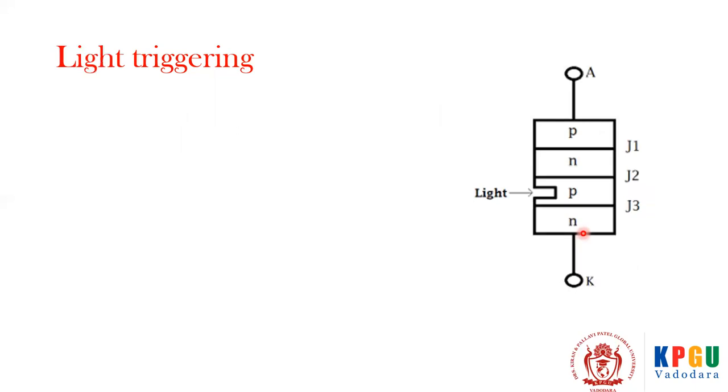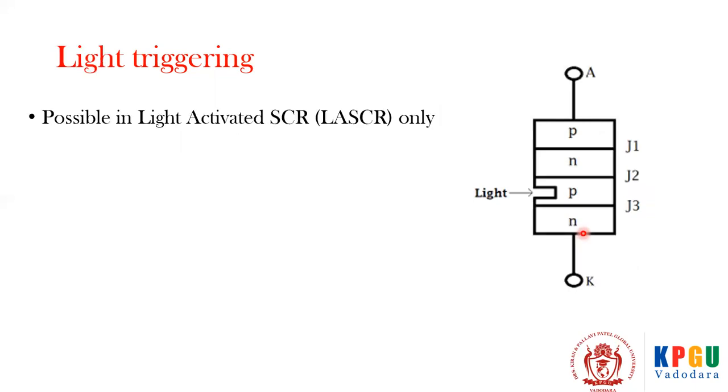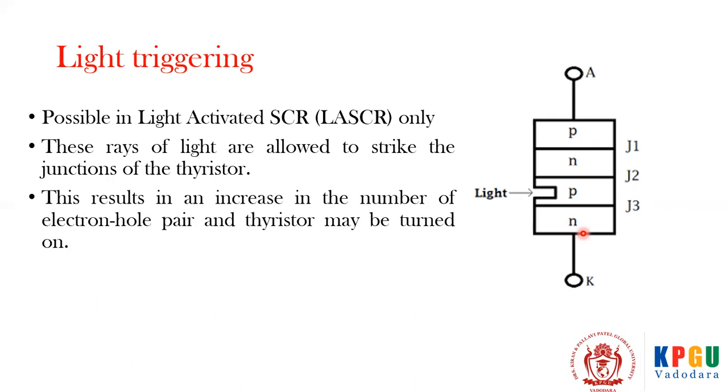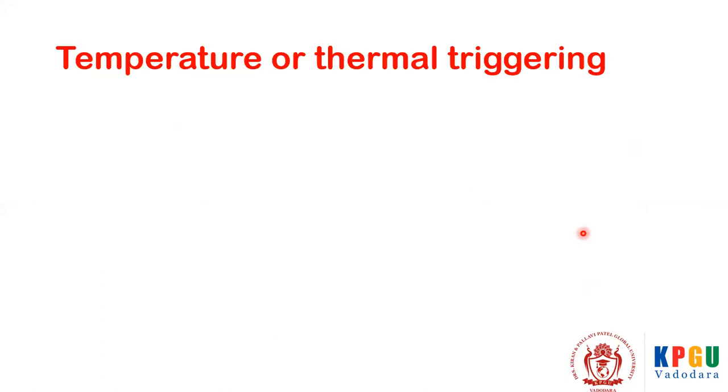Now, light triggering. There is a special type of SCR known as a light activated SCR, where a niche or a slot like this is there, where if light is targeted on that slot, then it generates a lot of charge carriers and it breaks the junction J2, and ultimately this results in turn on of the SCR. So this is possible only in a special type of light activated SCR. These rays of light are allowed to strike the junction of the thyristor. This results in an increase of the number of electron hole pairs, and the thyristor may be turned on, right?